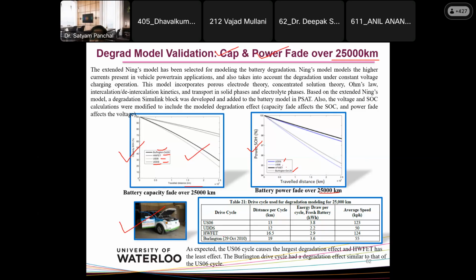Good. So for this particular vehicle, if you look at this table, the drive cycles are US06, UDDS, HWFET, and then this electric vehicle. Distances are 15, 12, 16, and then 19 miles, and energy 3.8 to 3.6 kilowatt hours, and average speed 123 to 55 kilometers per hour. As expected, the US06 drive cycle causes the highest degradation effect, HWFET has the least effect, and the Burlington drive cycle has a degradation effect similar to that of US06. So this is about the capacity and the power fade.